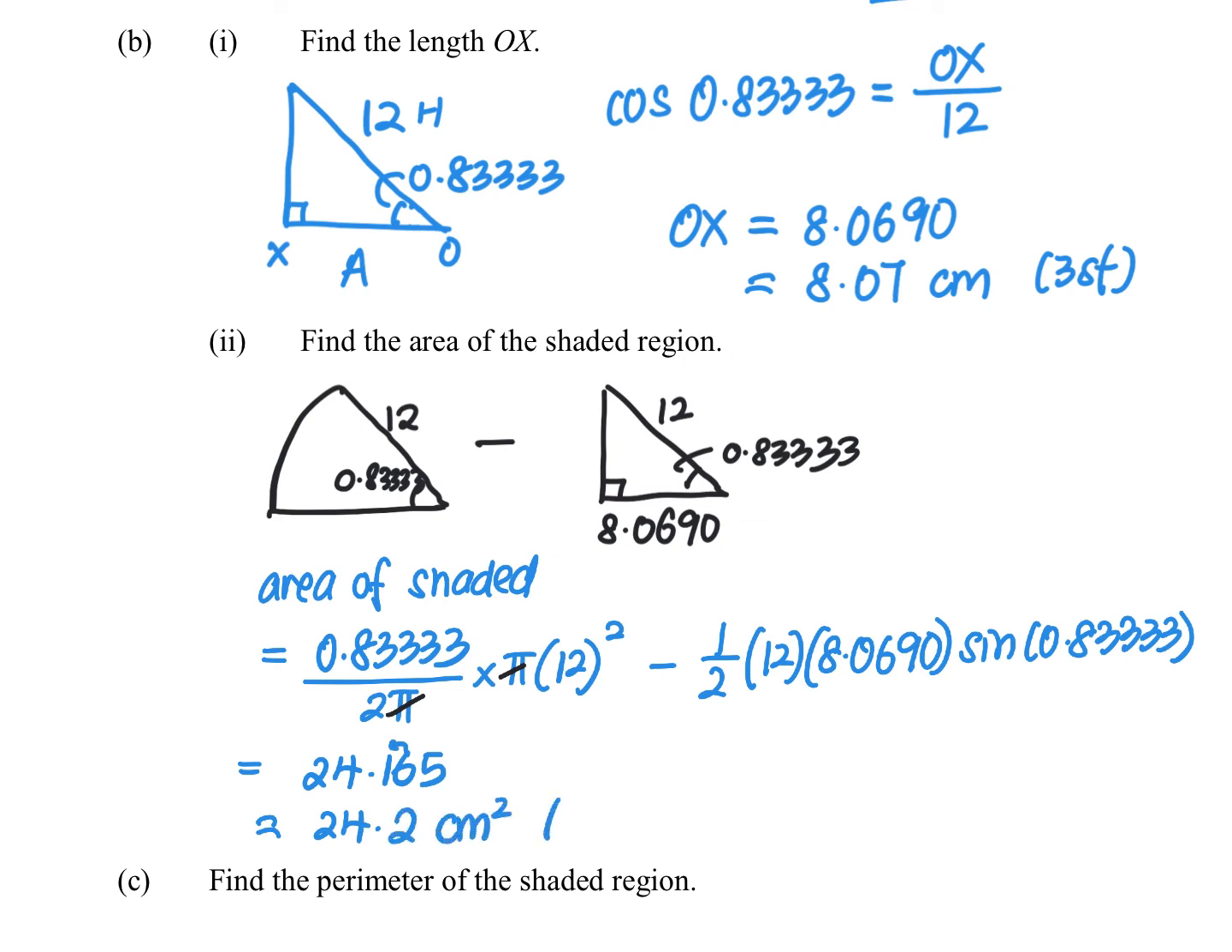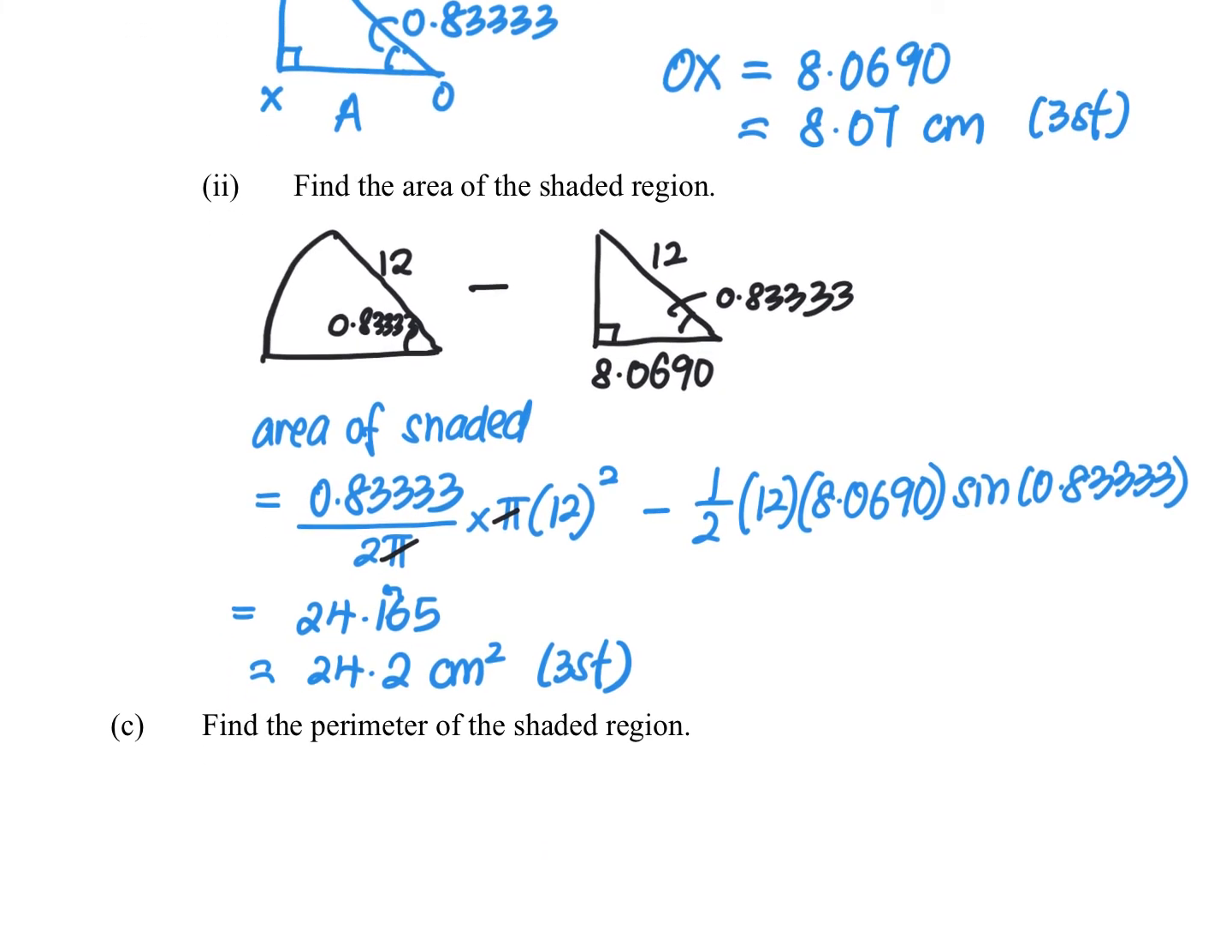cm squared, 3SF. Now, some of you might prefer to do it different, step by step, part by part. You can first find the area of the sector, then you find the area of triangle, then you subtract each other. No problem. Alright, the working is correct. The answer will still be the same. Alright, now let's move on to the next part of the question.